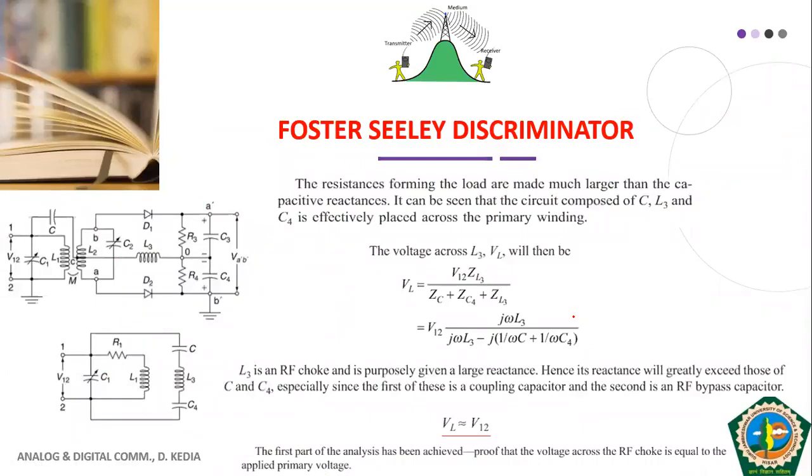So first we concentrate on the first part. Before we prove that the voltage across the diode will be the sum of the primary voltage and half of the secondary voltage, we need to prove that VL is equal to V12.